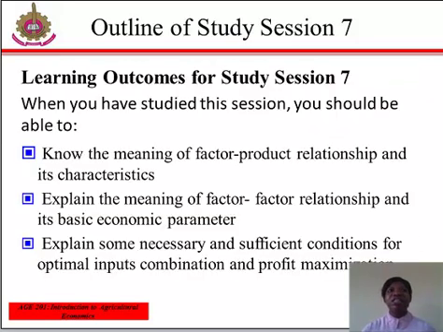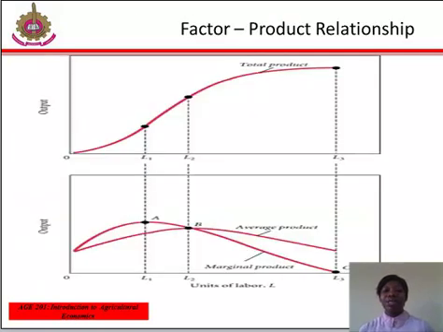At the end of this study section, you should be able to know the meaning of factor-product relationship and its characteristics. Secondly, you should be able to explain the meaning of factor-factor relationship and its basic economic parameters. And lastly, you should be able to explain some necessary and sufficient conditions for optimal input combination and profit maximization. Let's discuss these learning outcomes one after the other.